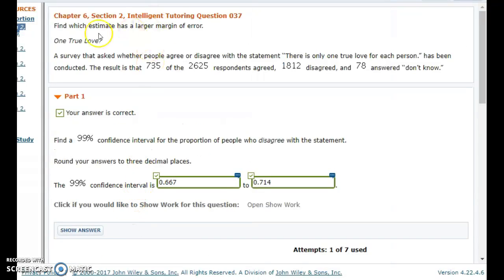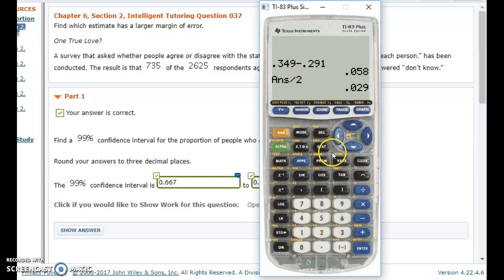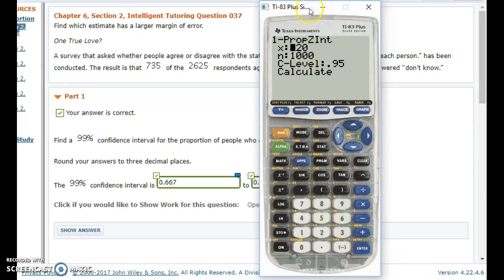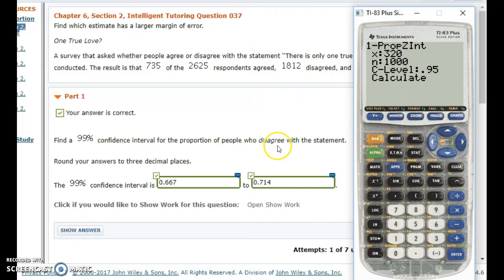I wanted to show you this first problem on the homework where we actually have number of people and a 99% confidence interval. So pulling up the calculator one more time. Stat, over to test, down to 1 proportion Z interval. Alright, so now we have people who disagree. So we've got 1, 8, 1, 2.